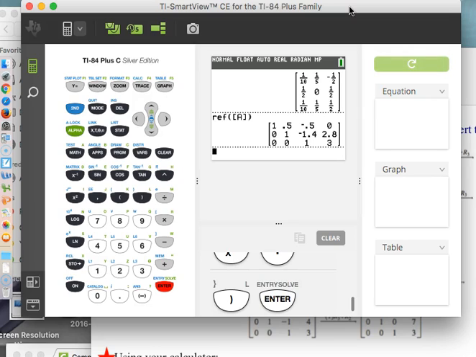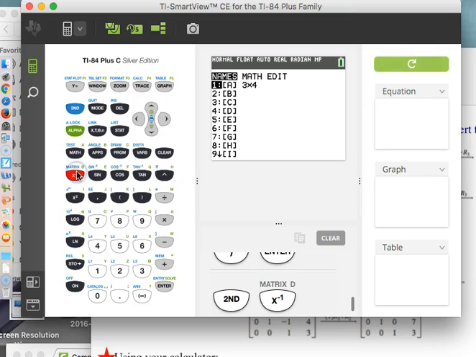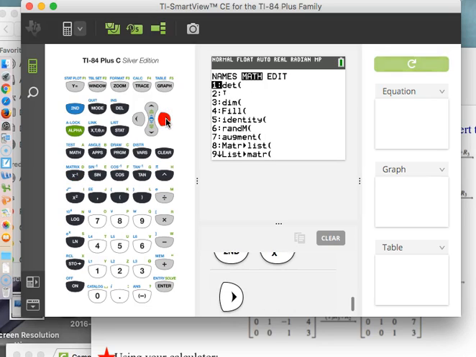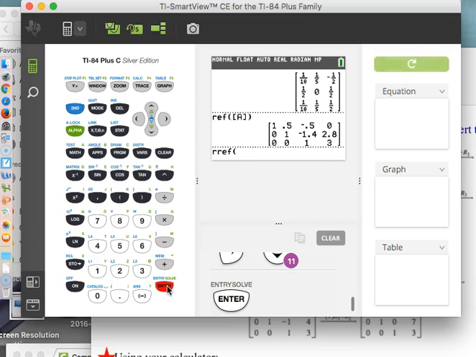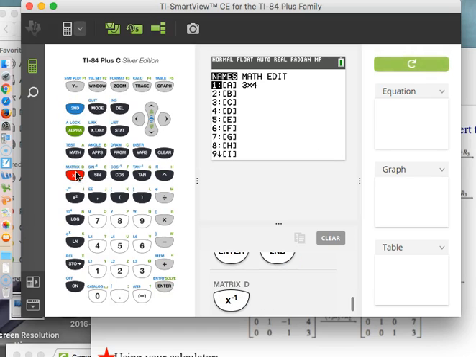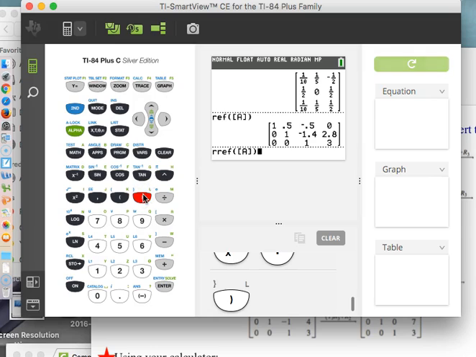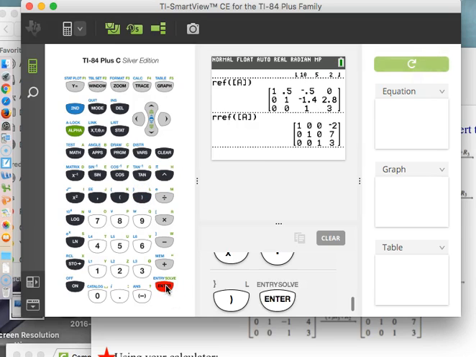So this will be second matrix, math, and now we want to go down. Remember, row echelon form was a capital A. There it is. Go down one more time. Reduced row echelon form. So that's the one we want. And then we want to tell it second matrix, number 1A. Enter. Z is 3, y is 7, and x is -2.